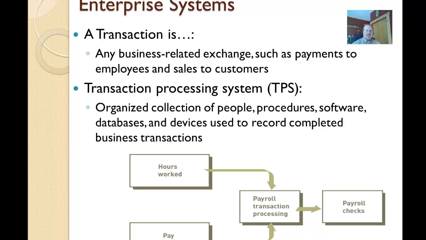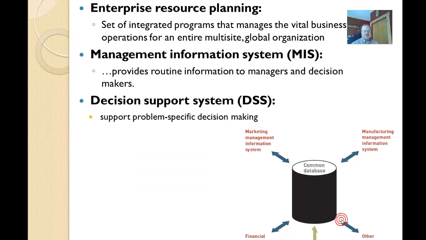So with that said, a transaction processing system, or a TPS, is an organized collection of people, procedures, software, databases, and devices, where have you heard that before, used to record completed business transactions. In this particular example, we're looking at hours worked times the pay rate. This is the transaction. The payroll transaction processing gives you the payroll checks.